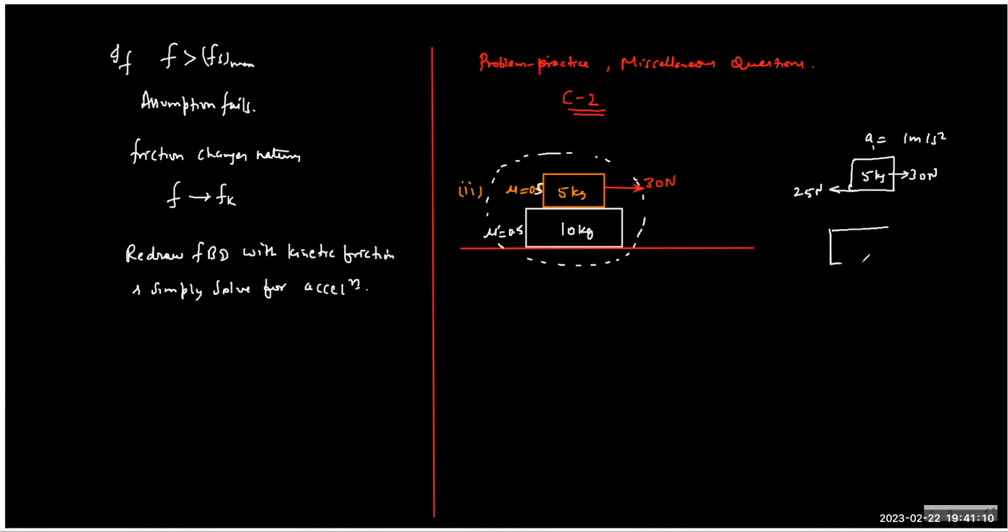And if you draw the 10 kg FBD, it will only experience 25 Newton. But the bottom can develop up to 75 Newton. So how much friction will act this way? What is the friction force acting here? Tell me. How much friction will act here? Tell me.